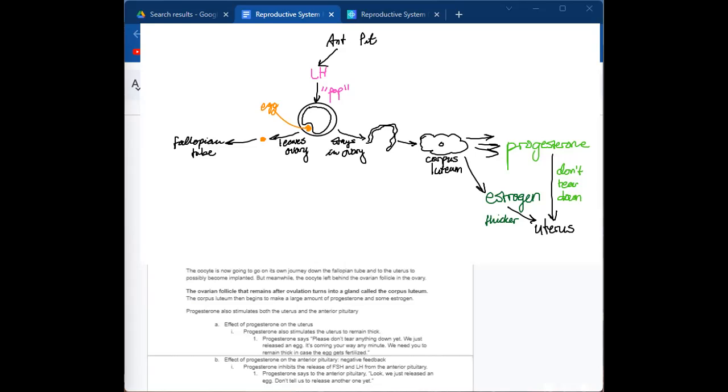But then at the same time, we need to know that the progesterone is also going to go to the anterior pituitary, and it's going to tell the anterior pituitary to stop releasing LH and FSH.